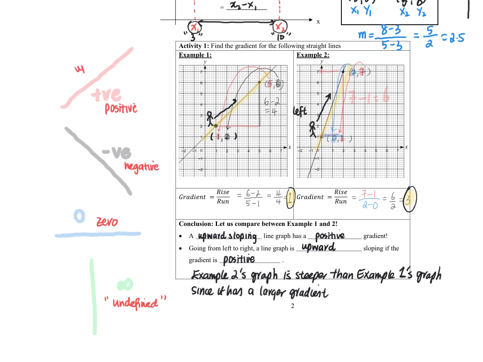This is the upward. This is the downward. This is the horizontal. And this is the vertical. So we will learn 4 types of gradient. We are done with the first type.